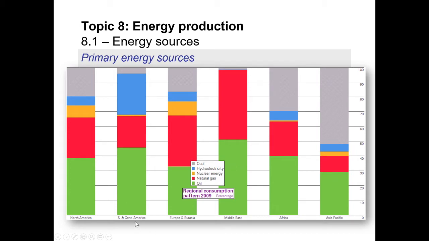We notice in South and Central America, there's a lot of hydroelectricity, a lot of energy from water use. Something interesting to notice is that coal is still so abundant. We use a lot of coal in North America. They use a lot of coal in Asia Pacific. Almost no coal in the Middle East, although they use a lot of oil.